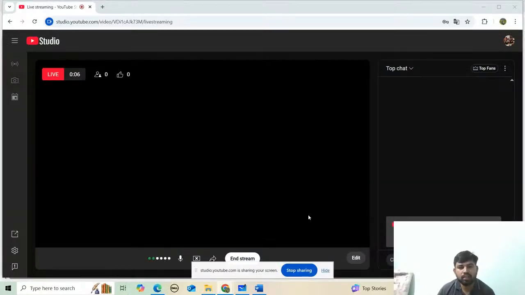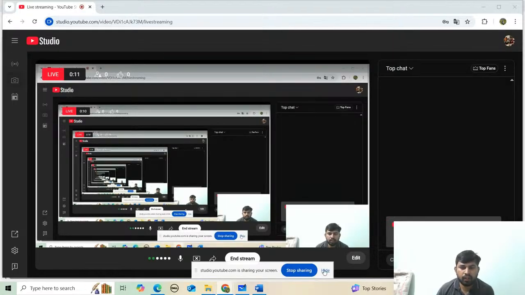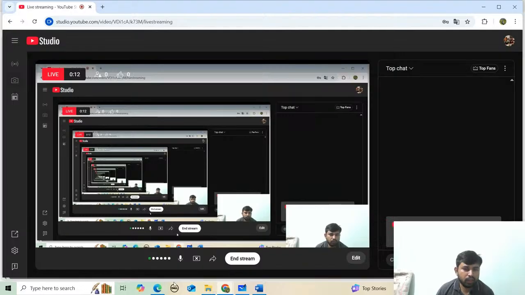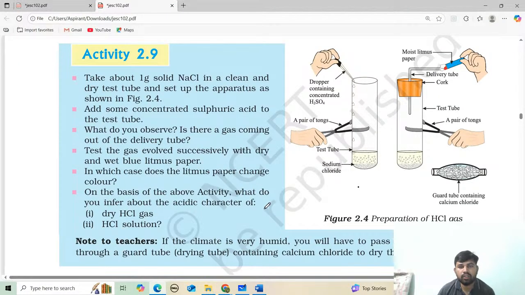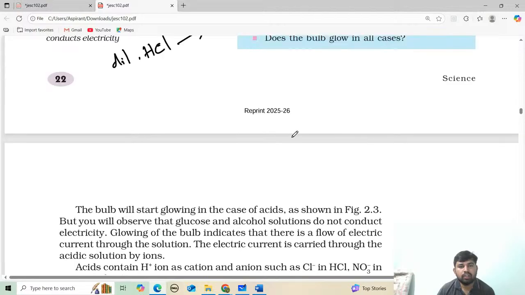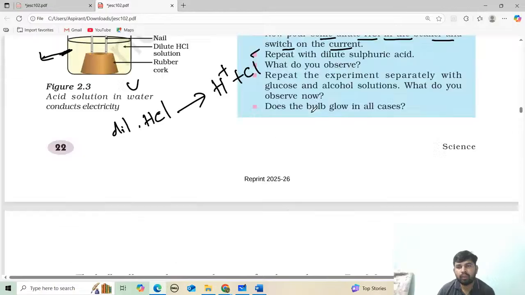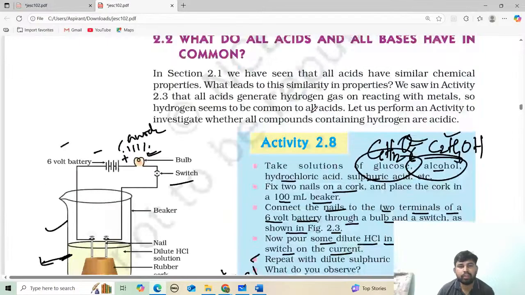We discussed what all the acids and bases have in common. So we are going to the next activity. Yesterday we discussed all these things, and let us try to understand. Yesterday we discussed this activity.